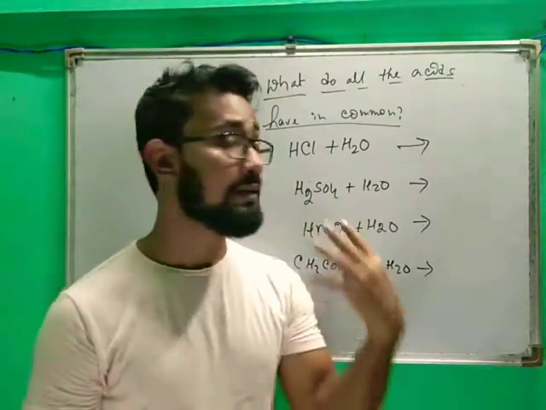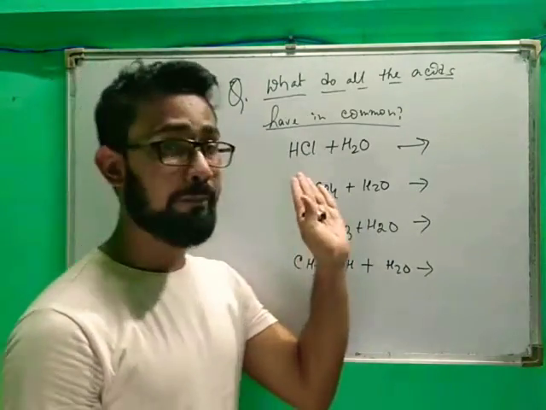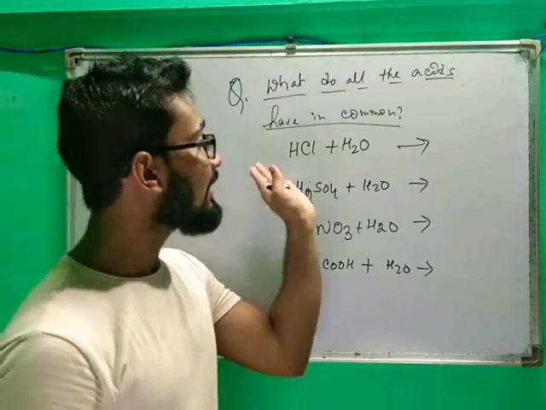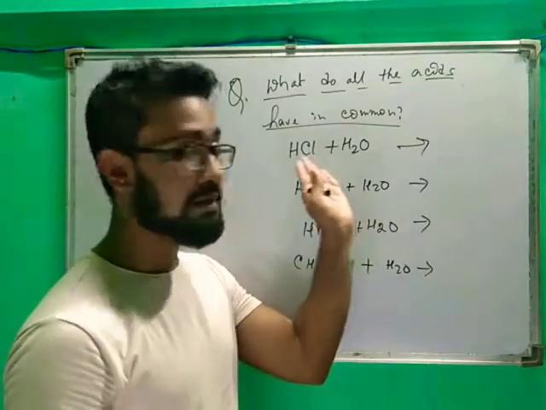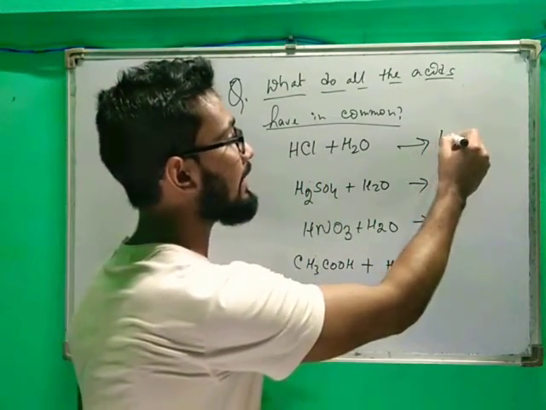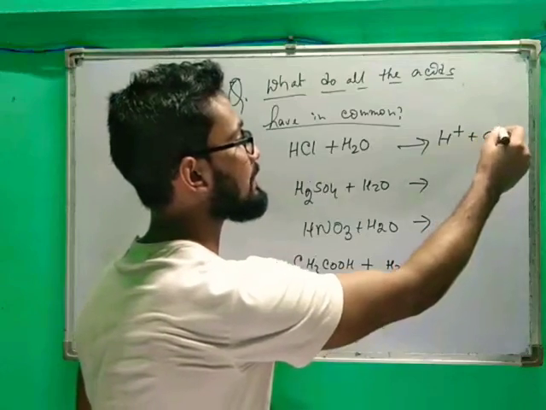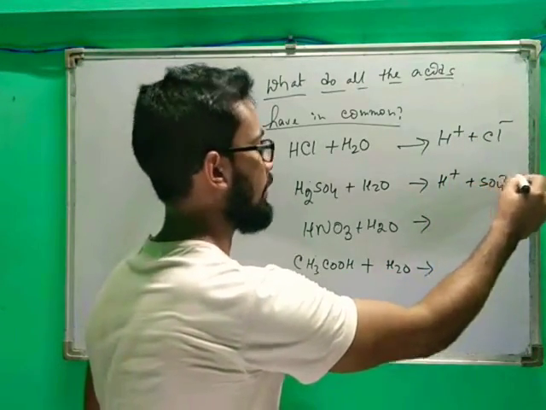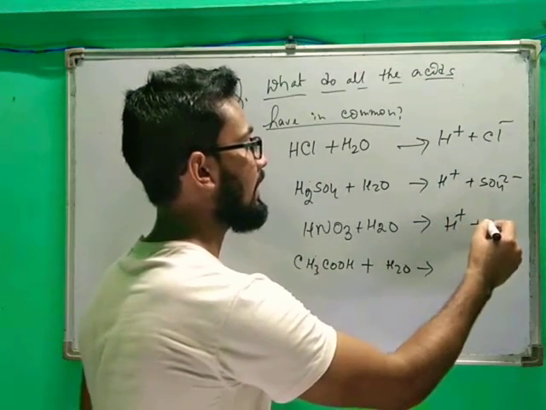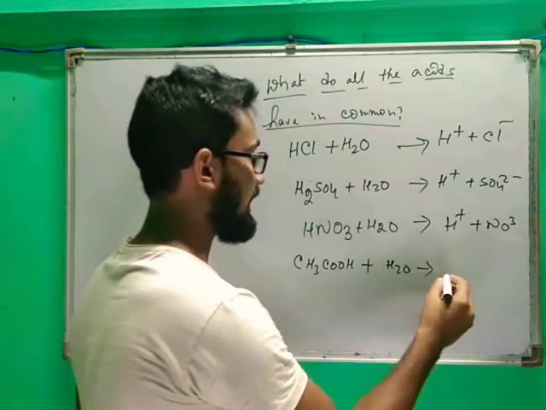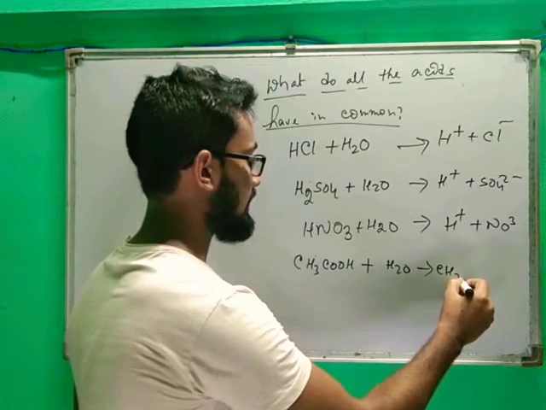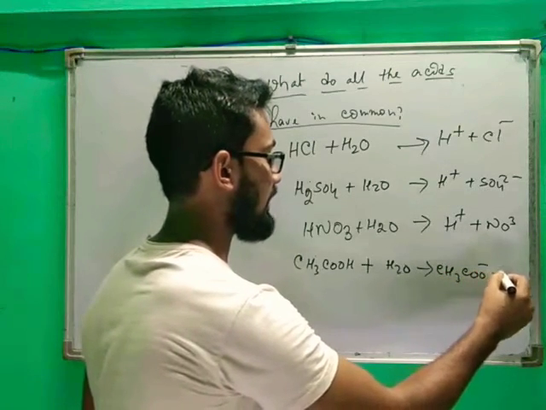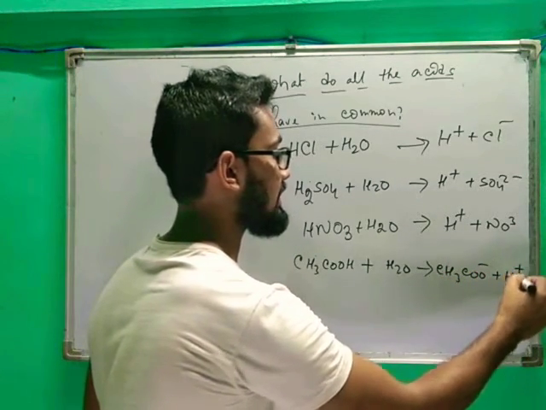After reacting with water, in every case they produce H plus. HCl will produce H plus and Cl minus. H2SO4 will produce H plus and SO4 2 minus. HNO3 will produce H plus and NO3 minus. CH3COOH will produce CH3COO minus and H plus.